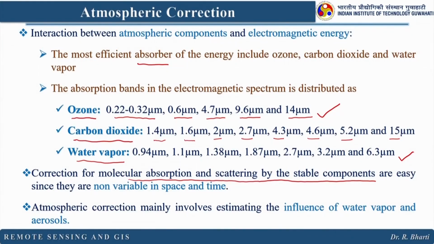But the problem lies with the variable components, where you do not know the proportion of carbon dioxide or other gases which are emitted by the local industry or from any other local sources. Atmospheric correction mainly involves estimating the influence of water vapor and aerosol.